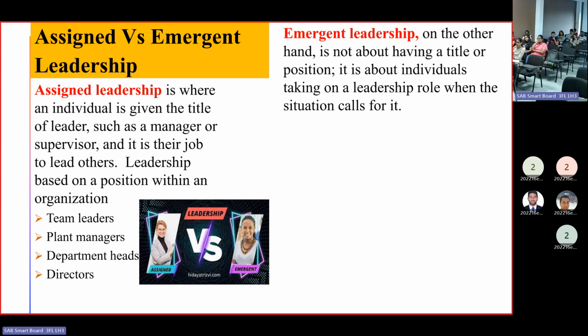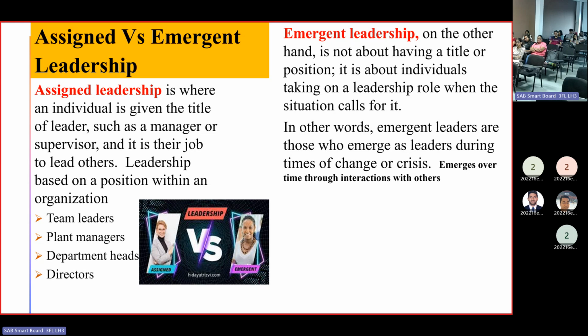Emergent leaders are there. It's not about any title or function, it's about an individual taking on a leadership role when the situation calls for it. So here, there's a need for a person to serve and represent you all. What is the intent? Your cause representative, that group representative? Upfront. So he is called for that. So emergent leadership is about an individual taking a leadership role when the situation calls for it.